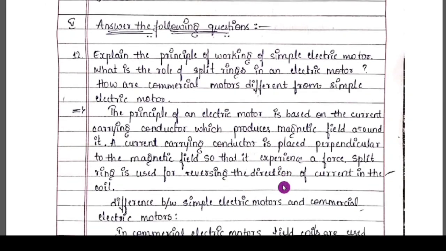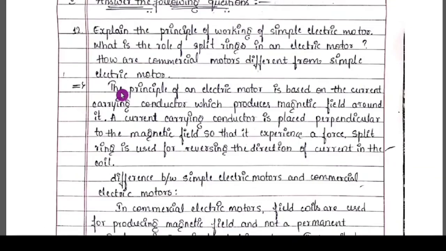Fifth main, so here we will get the 3 marks questions. Answer the following questions. So 12th question is, explain the principle of working of a simple electric motor. What is the role of split rings in the electric motor? And also, how are commercial motors different from simple electric motors?